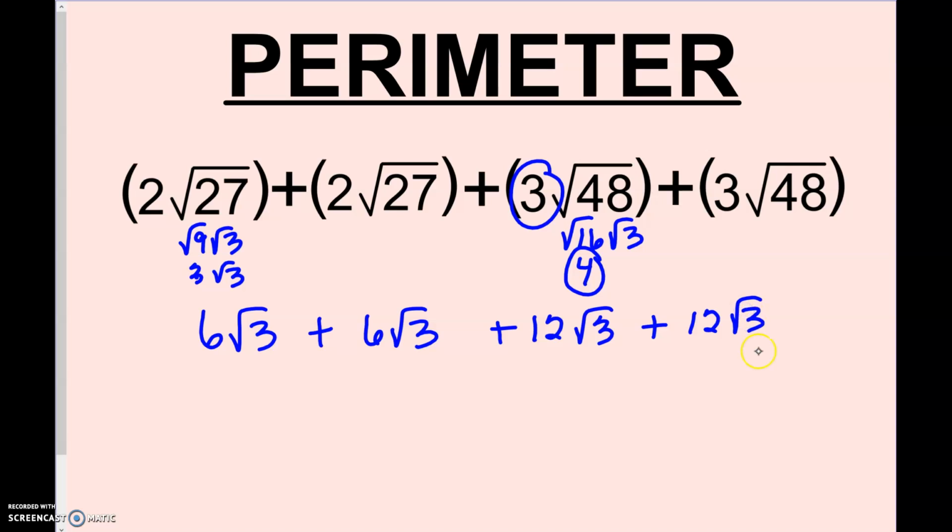So now, like terms, square root of 3, square root of 3, square root of 3, square root of 3. Those are all of our like terms. So I keep my square root of 3 and I add my coefficients. So 12 plus 12 plus 6 plus 6, and I get 36 root 3, and this is perimeter, so it is just units.